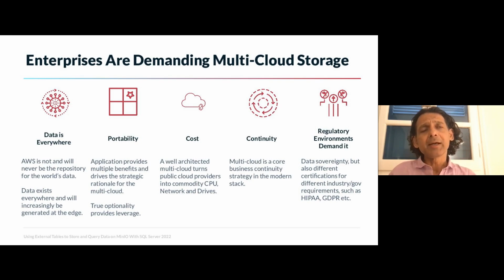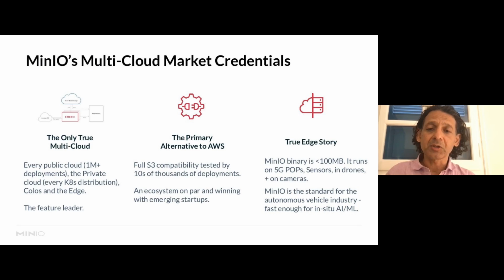And continuity, being able to go across multiple cloud providers, is important. As rare as it may be for some of these cloud providers to be down, it does happen. So your ability to leverage a multi-cloud environment, including on-prem, gives your applications high availability that you may not be able to get otherwise. And regulatory environments sometimes demand this as well.